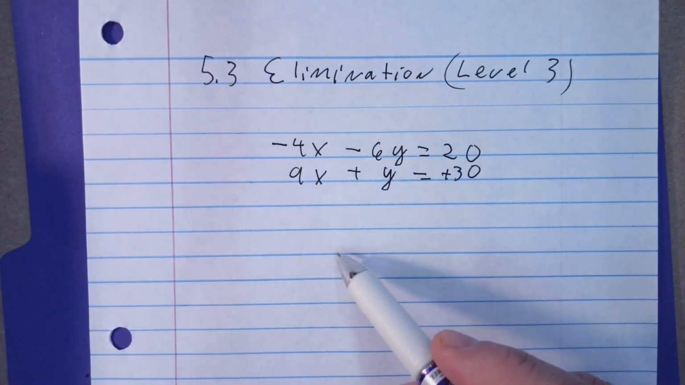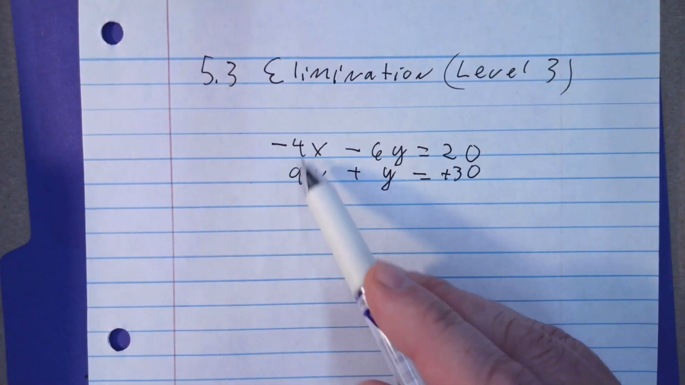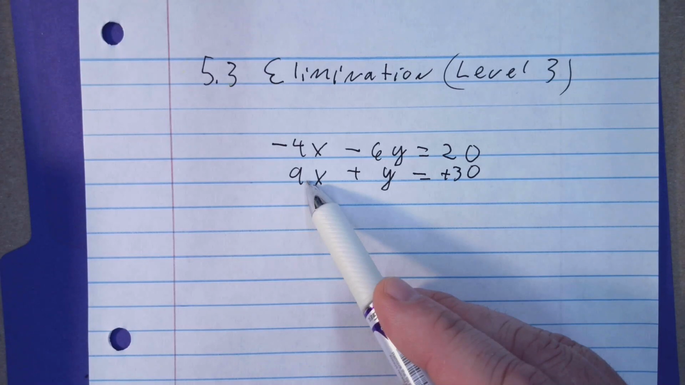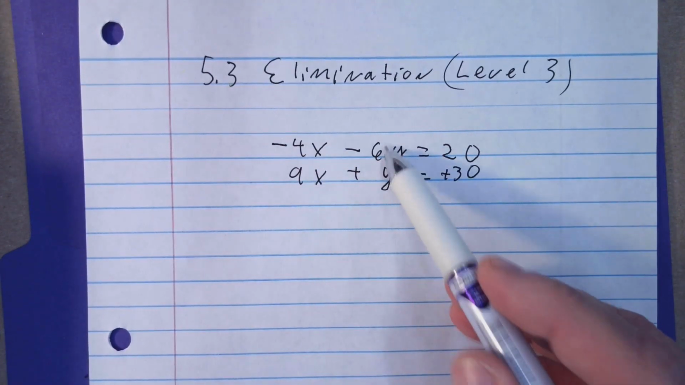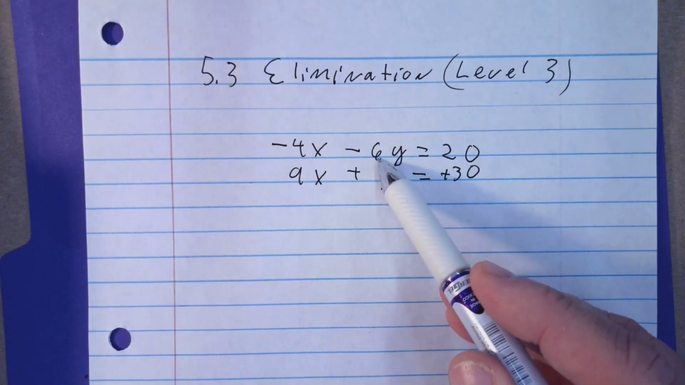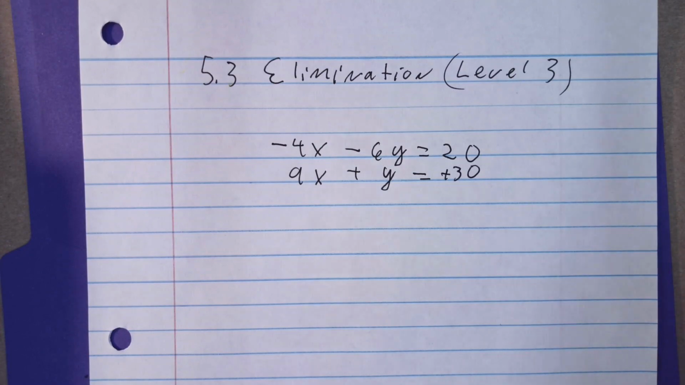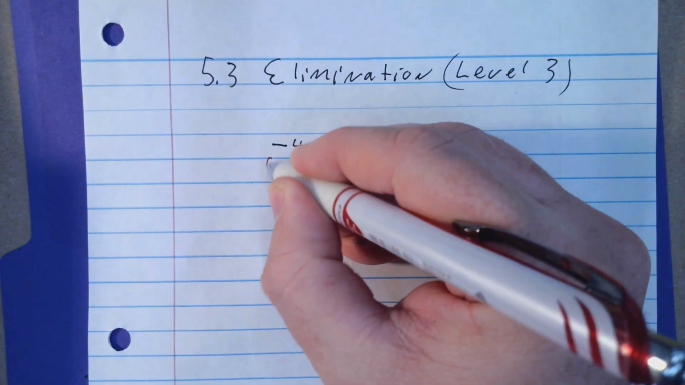So what I want to do is see what is the easiest number to create. Can I turn 4 into 9 easily? No. Can I turn 9? Definitely can't go down. Can I turn 6 into 1? No. But can I turn 1 into 6 easy? I could multiply everything by 6.